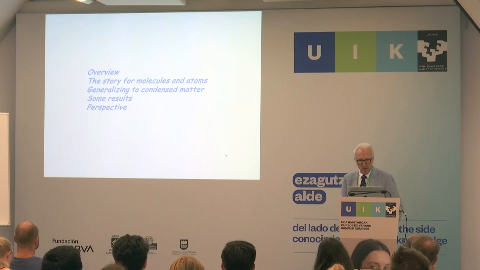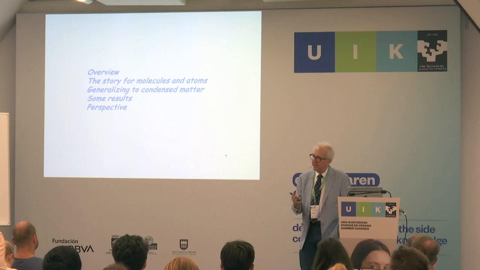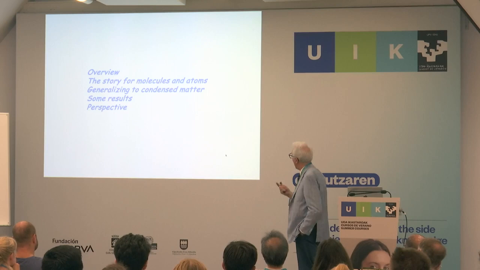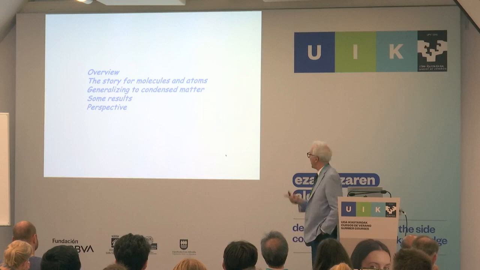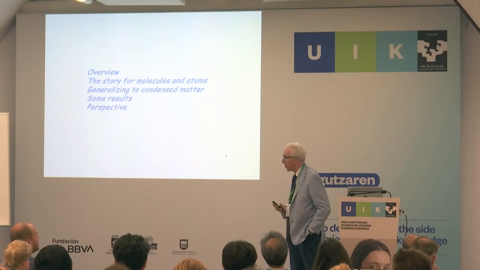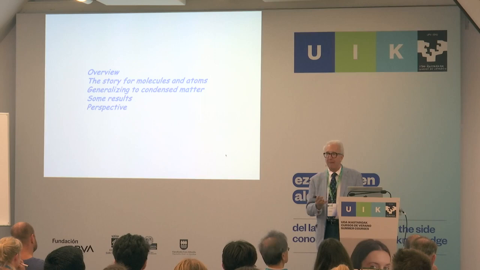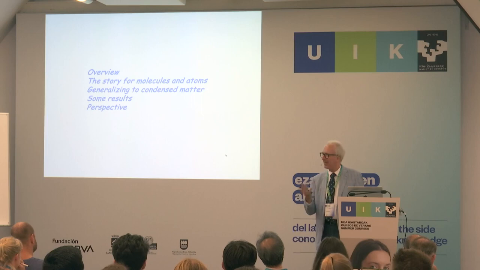I'm going to give you a little overview first because, as I say, I'm going to be talking about polarization and magnetization maybe a little bit differently than what you're used to. So I want to try to set the story. And then I'll review what people do for molecules and atoms and then talk about how we're trying to generalize that to the condensed matter, talk about some of the results we've got, and then a kind of perspective of the way we're trying to go with this. As I say, a lot of this is preliminary, so I'd very much like to hear suggestions and comments. Please be kind, okay? But both critical and supportive, it'd be good to hear them, okay?